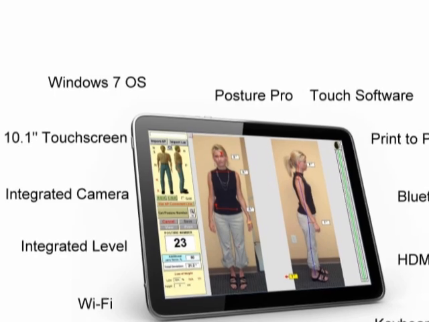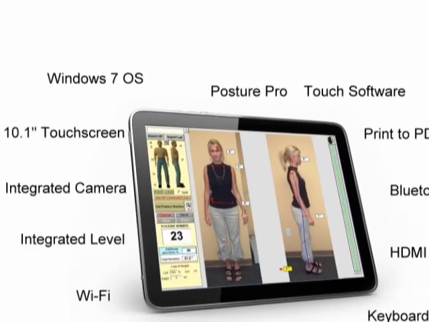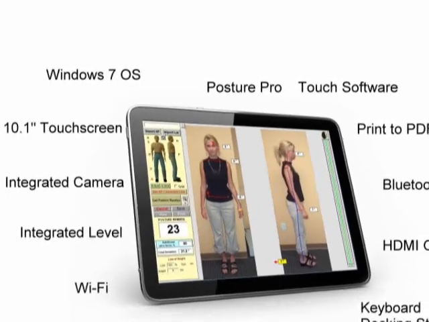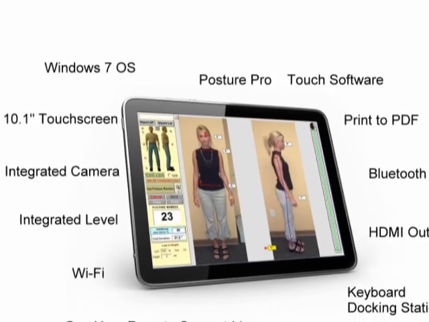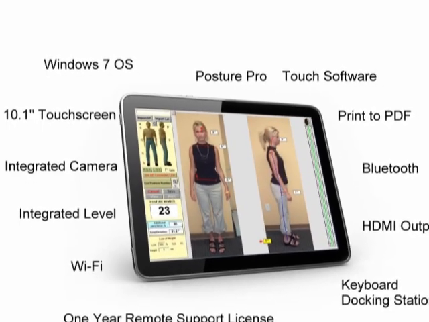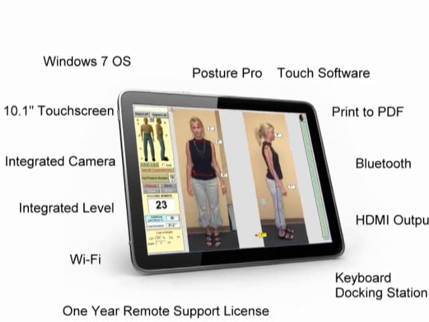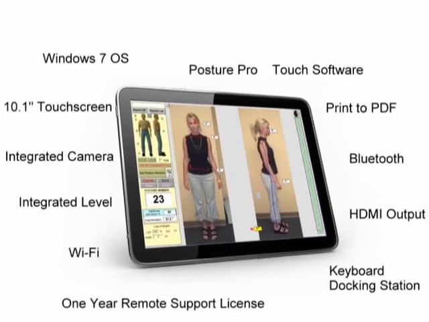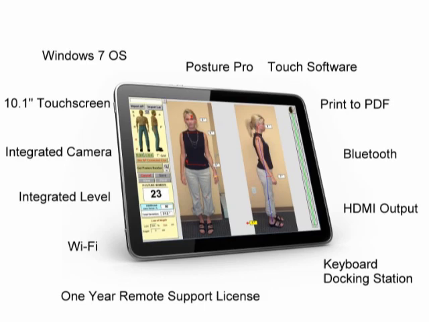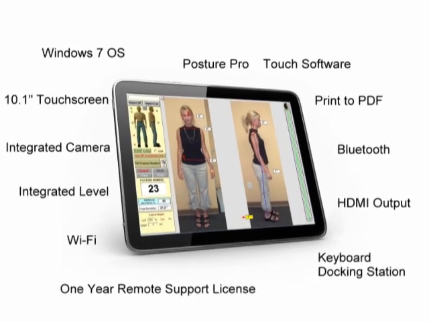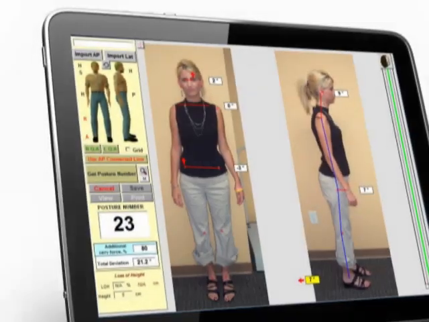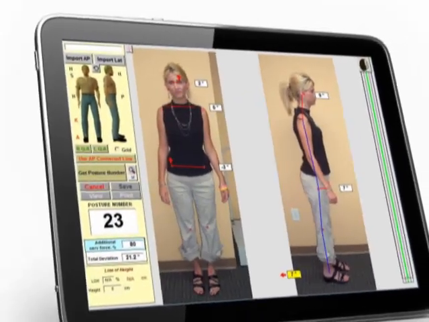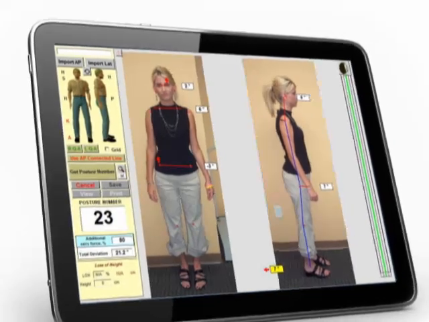The new Touch has it all. Full touchscreen operation, a Windows 7 operating system, built-in cameras and leveling system, Wi-Fi and Bluetooth, special analysis software, HDMI output, and even an integrated docking station with keyboard. Everything you need for fast and accurate posture exams in one small and powerful package. That's the Posture Pro Touch.